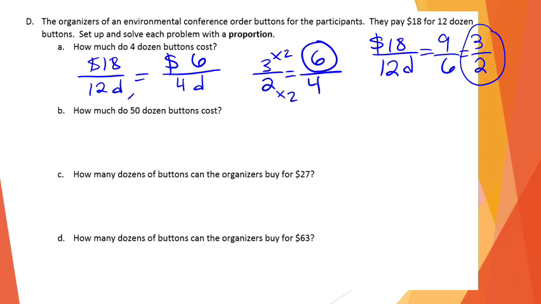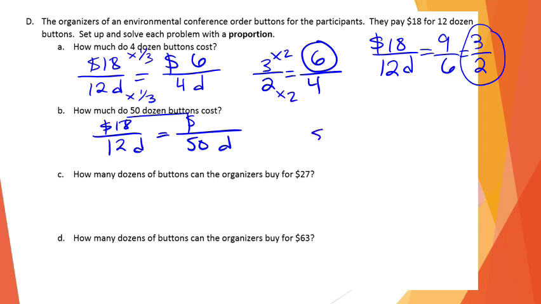Another way you could have found that is multiplying by 1/3, which is the same as dividing by 3, right? But be aware there's lots of different ways to find the equivalent ratios involved, right? Scaling up, scaling down. All right, next, how much do 50 dozen buttons cost? So again, $18 for 12 dozen. How much money would 50 dozen cost? So now I'm going to look at this piece and think about how do I go from 12 to 50 to look for my scale factor.